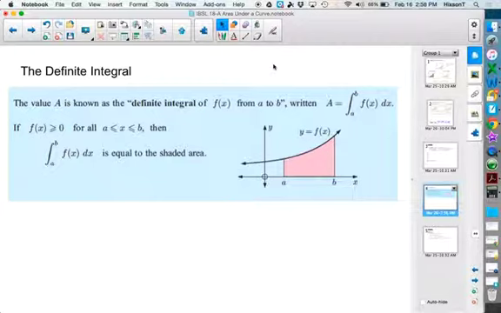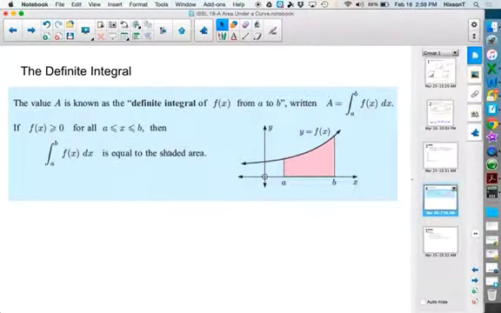Why do you put the b on top? The right-hand bound. Notice the interval is from a to b. So a is the lower value, it goes on the bottom. b is the higher value, so it goes on the top. If you mix them up, you're going to get the opposite of the answer you should get. You're going to get a negative area. There's a couple ways you can handle it, but that is one way to do it.